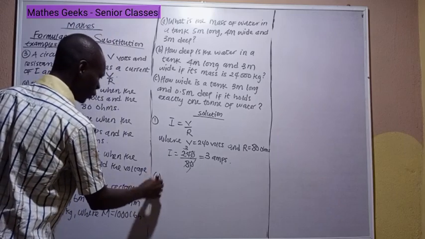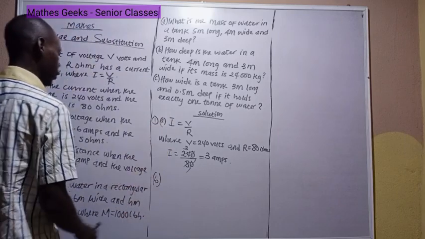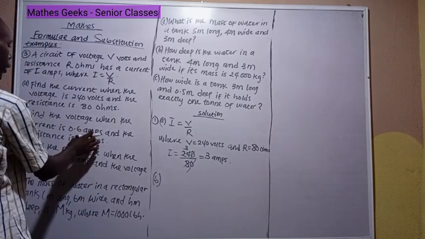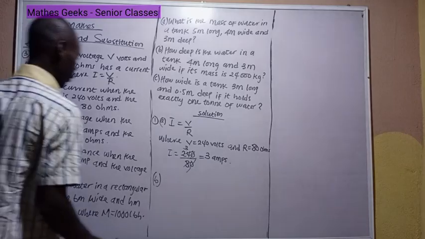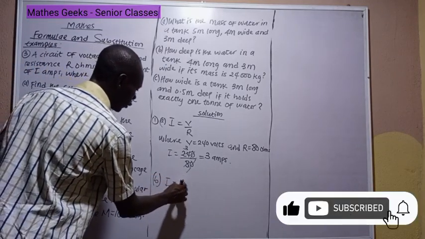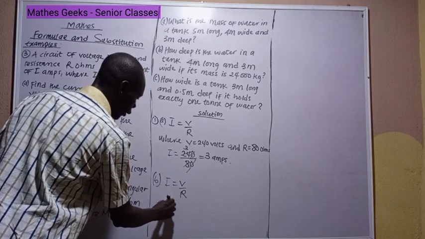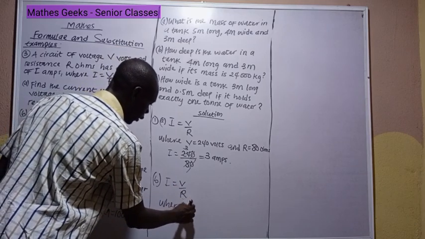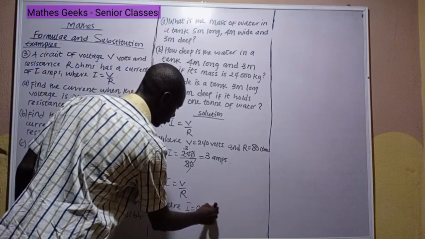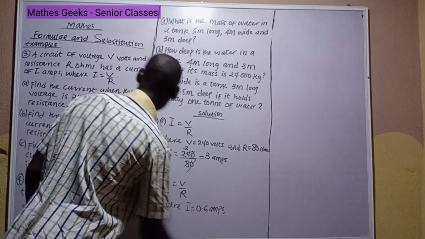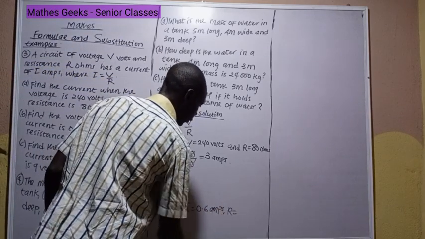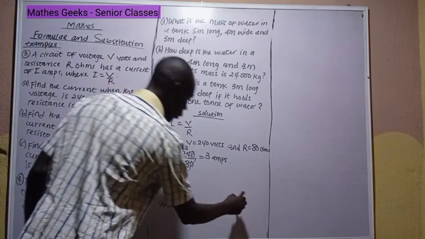B says find the voltage when the current is 0.6 amps and the resistance is 50 ohms. So we're going to use the formula I is equal to V over R, where I is equal to 0.6 amps and resistance R is equal to 50 ohms.